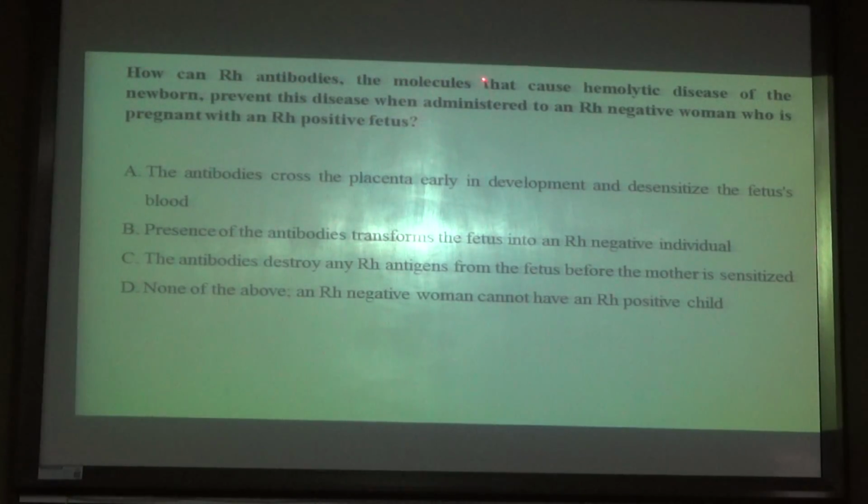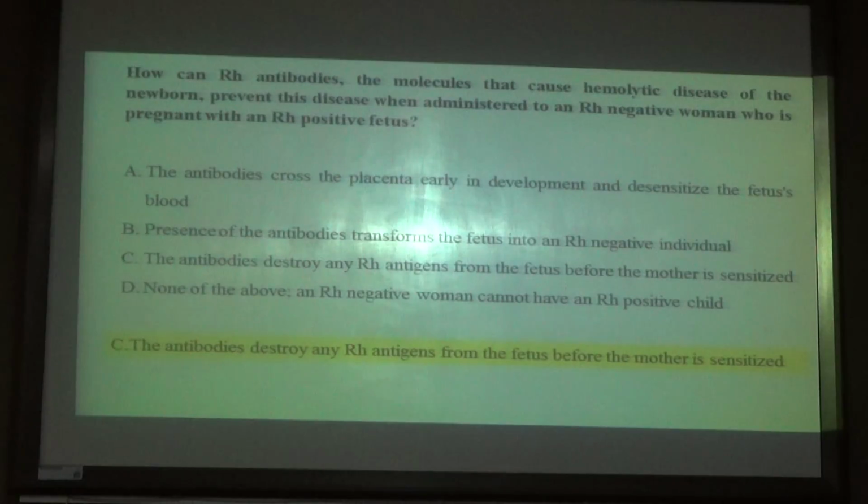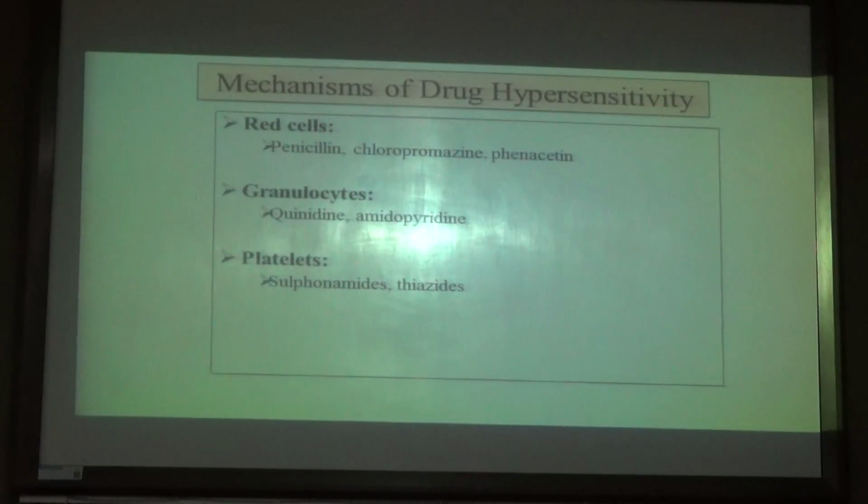How can Rh antibody molecules, which cause hemolytic disease of the newborn, prevent this disease when administered to an Rh negative woman who is pregnant with an Rh positive fetus? We just said what it will do: it will cause neutralization. The antibodies destroy the Rh antigen from the fetus before the mother is sensitized. So as soon as you know there is an Rh negative mother with an Rh positive baby, give her anti-D once delivered. Before she is sensitized, it will neutralize the RBC antigens, and then everything will be normal.